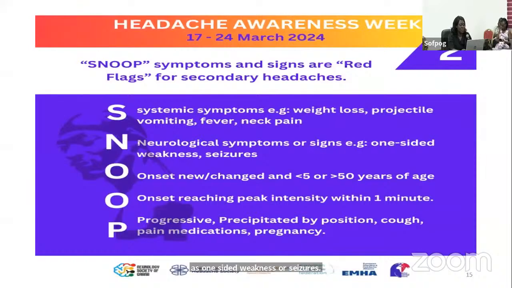You want to screen for onset of the headache as being new or changed, or occurring in a child less than 5 years or in an adult more than 50 years. You want to screen for the onset of the headache reaching a peak intensity within 1 minute. And then also for the progressiveness of the headache, whether it is precipitated by position, by cough, whether pain medications help, whether the patient is pregnant, is in the postpartum period, whether there's papilledema, or whether there's trauma as well.